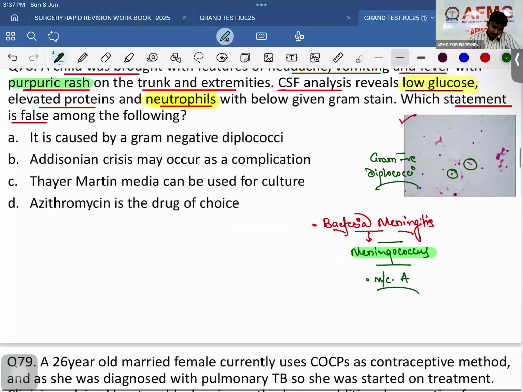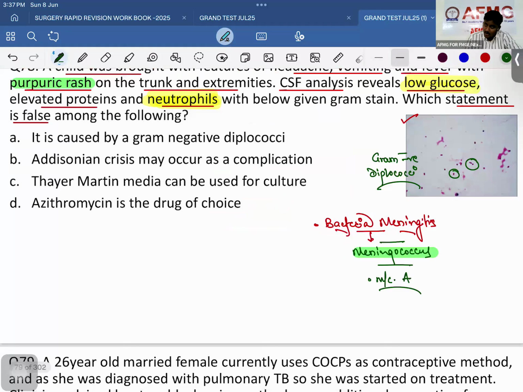Chalo. So here you can see, if they ask you what is the wrong statement, option A says it is caused by a gram-negative diplococci. Is it true? Yes, it is a gram-negative diplococci, beta. Option B says Addisonian crisis may occur as a complication. Yes, we know, beta. There can be adrenal hemorrhagic necrosis due to meningococcal infection, and that can cause an Addisonian crisis known as Waterhouse-Friderichsen syndrome, beta. That can be a complication. Thayer-Martin culture media can be used for culture. Yes, Thayer-Martin is one of the best culture media for meningococcus.